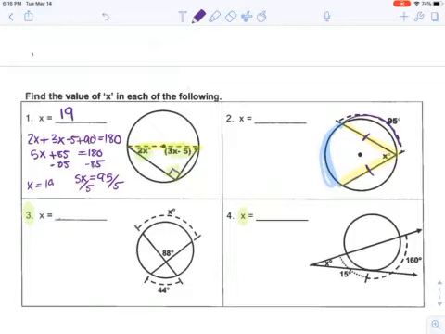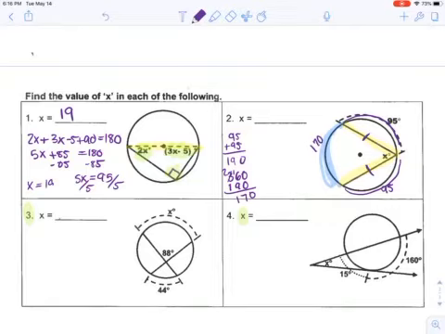So if this arc right here is 95, this one is 95 as well. And so what is the last arc? Well, we have to add up 95 plus 95 to get 190. And then we're going to subtract 190 from 360. 170. So this angle is 170.